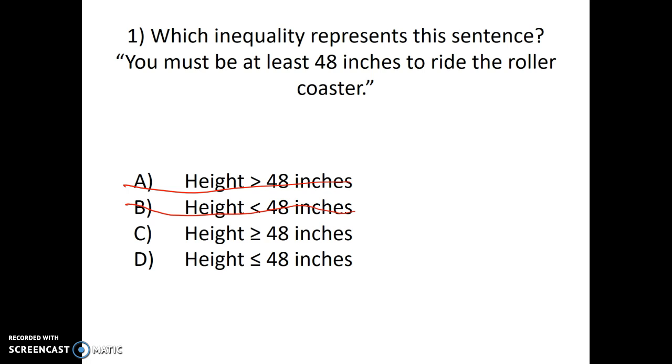If I want to get on a roller coaster and the least or smallest value I can be is 48, ask yourself, what are some other values or heights that I can be? Can I be 49 inches? If so, my height has to be greater than or equal to 48 because I can be 48 inches and any height that is taller than 48 inches. Let's try another.